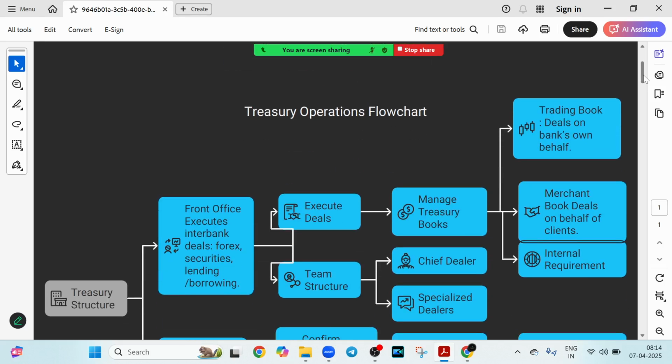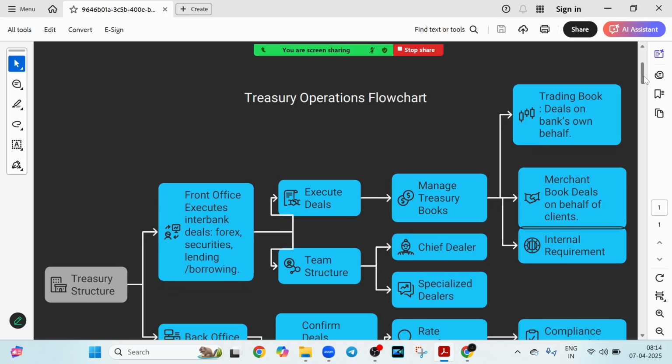Every important point related to this topic is explained in the form of diagrams and flowcharts, so that each connection becomes clear in your mind and you can easily answer any type of question asked on these topics. So let's get started. The first thing we should understand is the Treasury operation flowchart. Here we decode the entire structure through a simple, easy to understand flowchart.